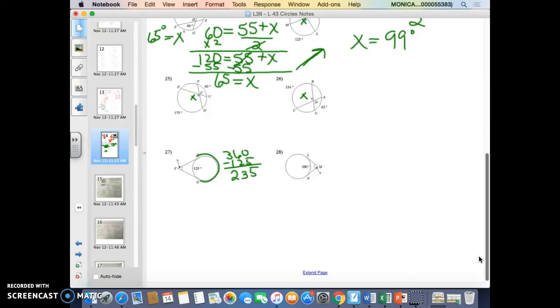So my formula, this is what I'm finding, x right here. So x equals the big arc, 235, minus the little arc, 125. This whole thing's getting divided by 2. And when you figure that out, x equals 55. You're going to use this same formula for the rest of the page, all the way through to number 38. If you have any questions, please let me know.